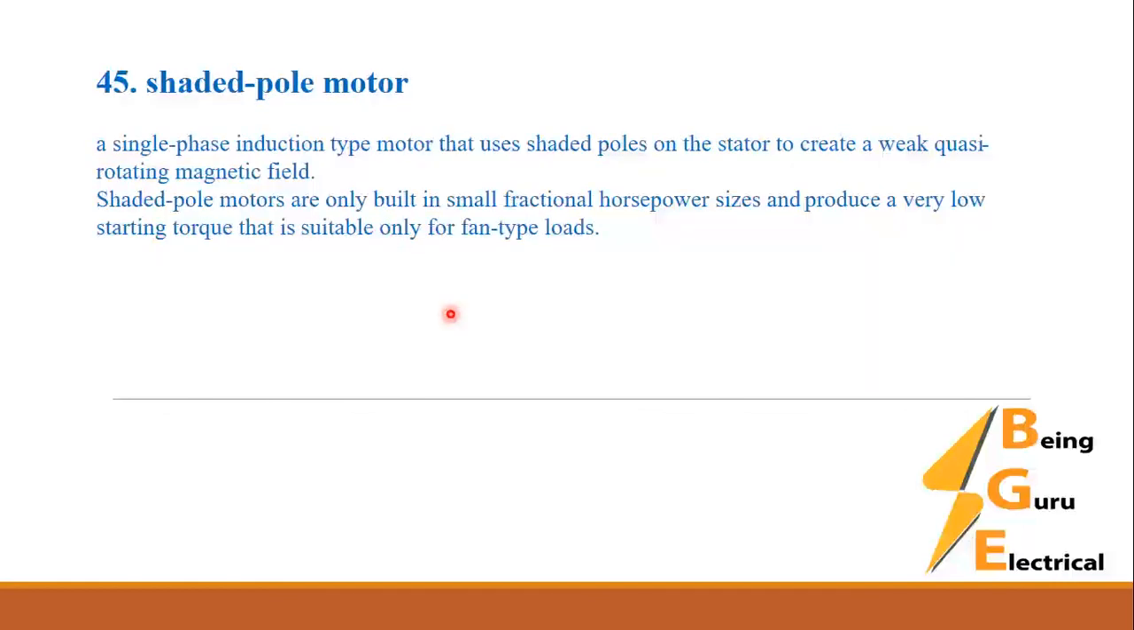Next we have shaded pole motor. So a single phase induction type motor that uses shaded poles on the stator to create a weak rotating magnetic field is called shaded pole motor. So in the shaded pole motor on the stator we have shaded poles. So what does it do? It creates a weak rotating magnetic field. These shaded pole motors are normally manufactured in small ratings and produce a very low starting torque that is suitable only for fan type loads.